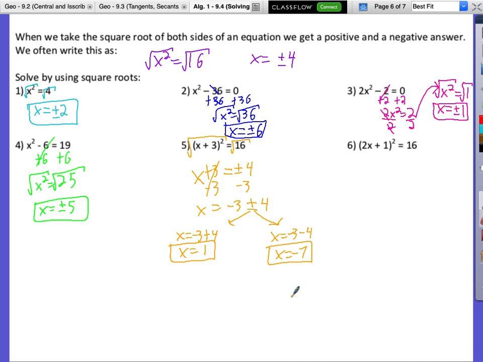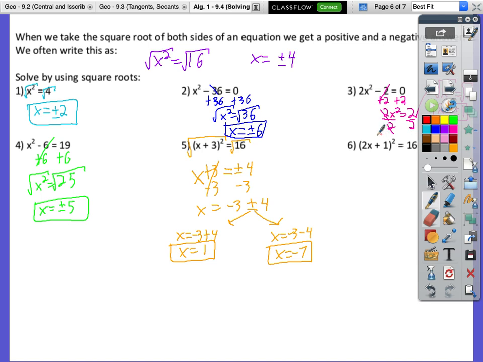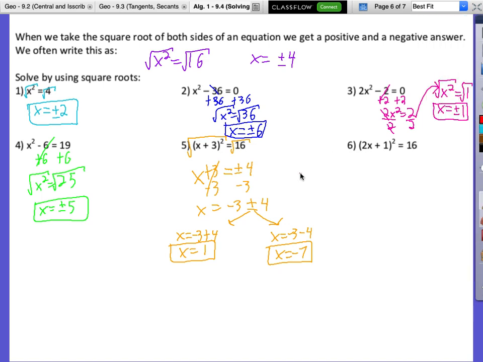Okay, so I know it's kind of a new one. Let's look at number 6, because we'll have something similar here. On number 6, 2x plus 1, all being squared, is equal to 16. What's our first step always? Isolate the square term. Now what is the square term?